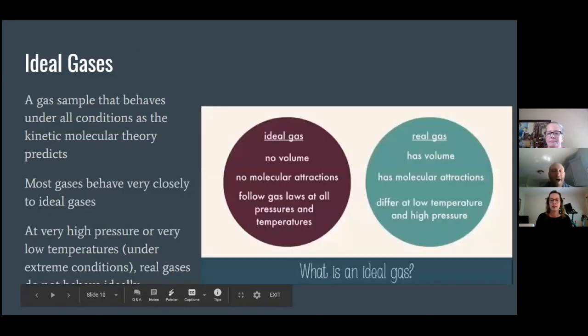Okay, so we're going to talk a little bit now about ideal gases. An ideal gas is a gas sample that behaves under all conditions as the kinetic molecular theory predicts. Most gases behave very closely to ideal gases, but they don't obey all the parts of the kinetic molecular theory. At very high pressures or very low temperatures, real gases do not behave ideally. If you look at the diagram on the right, it shows some properties of ideal gases versus some real gases.